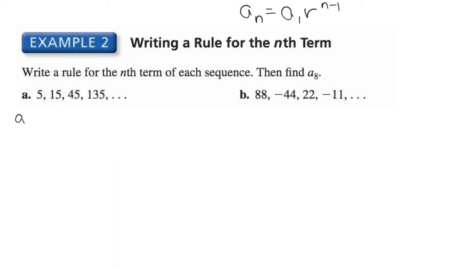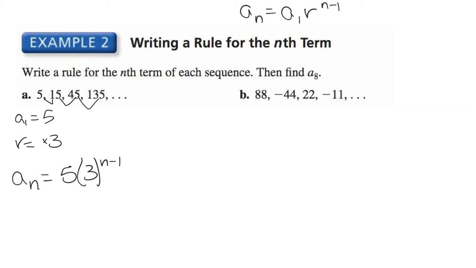our a sub 1 is 5, and then our r, if you look at it, how do I get from 5 to 15, and 15 to 45, and 45 to 135? I am multiplying by 3. So my rule is a sub n equals 5 times 3 to the n minus 1. Yes, it's that easy. You guys have been doing this for a while. This is how you would write your exponential as well.